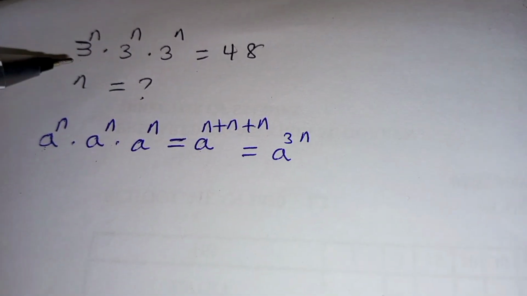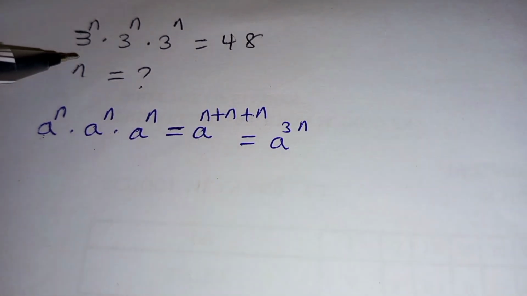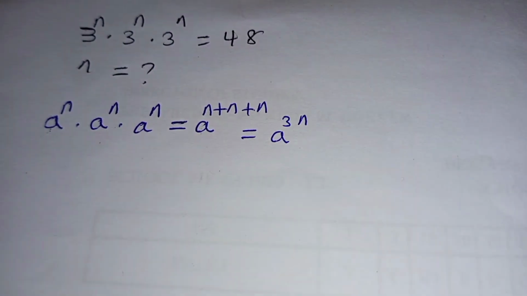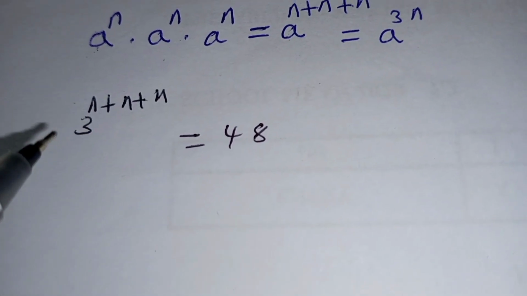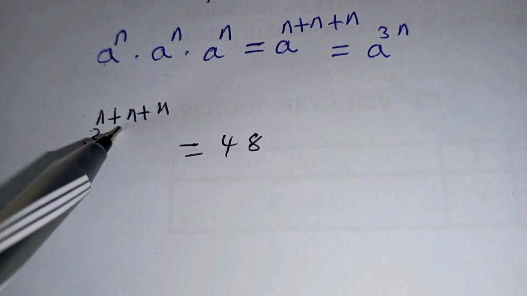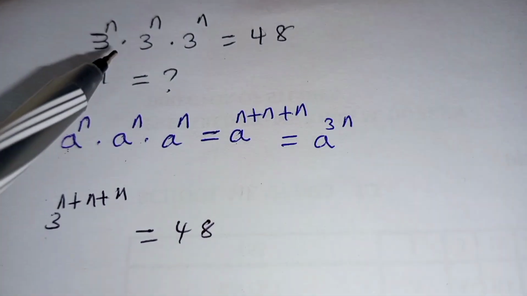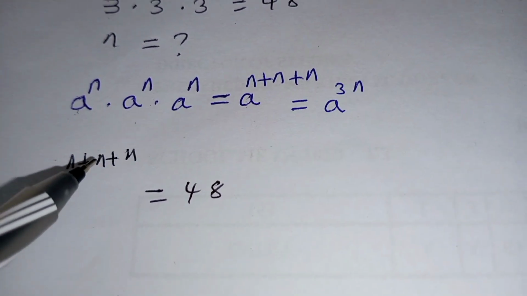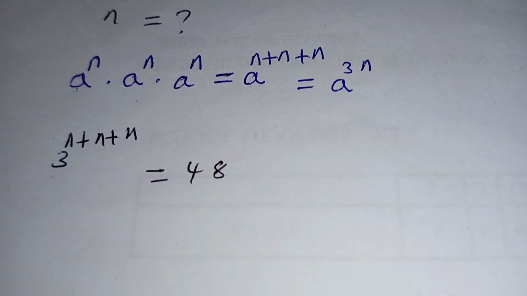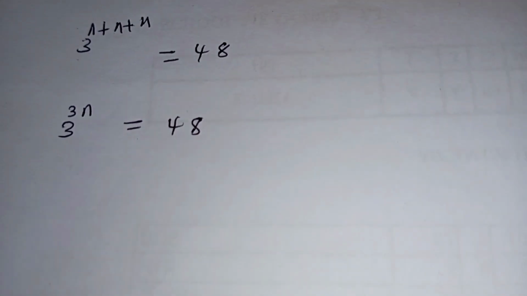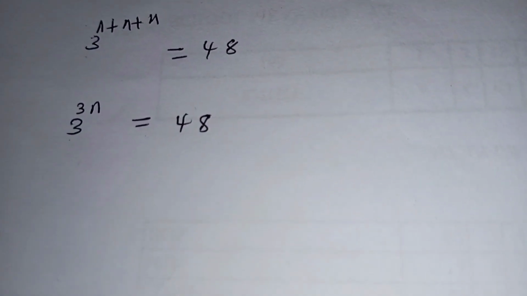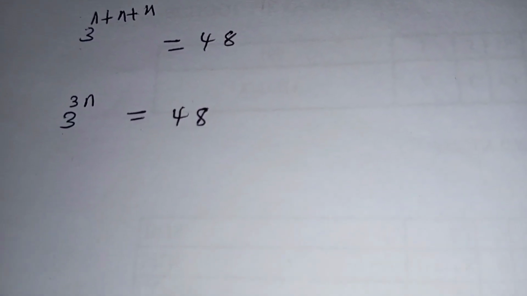In our case, our base is 3 and our exponent is n. So we shall have 3 to the power of n plus n plus n, because our base is 3 and our exponent is n. N plus n plus n will be 3n. So on the left hand side, we shall obtain 3 power 3n being equal to 48.